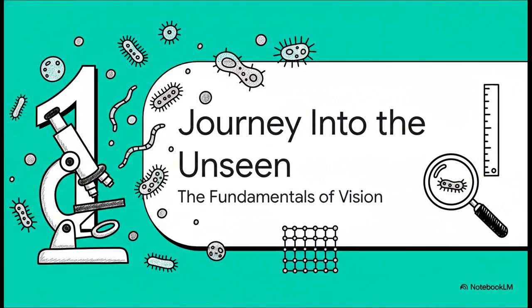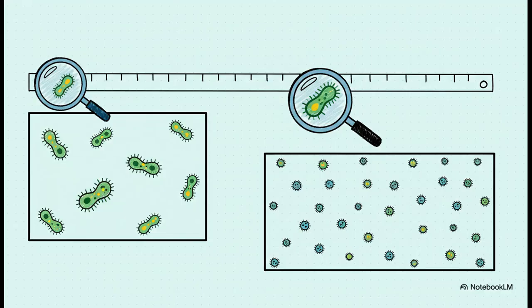Okay, so before we get to all the cool, high-tech gadgets, we have to start with the basics. To see things that are this incredibly small, we first need to get a handle on the language of scale and then wrap our heads around the single most important principle in all of microscopy. First things first, let's get our bearings on size. We're not talking about inches or centimeters here. We're talking about the micrometer.